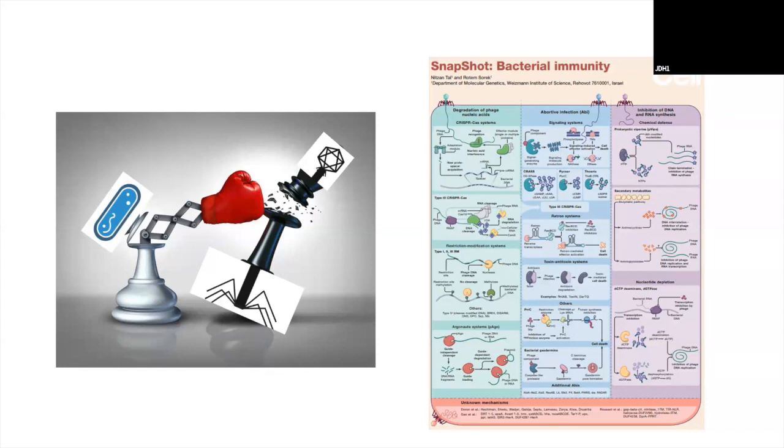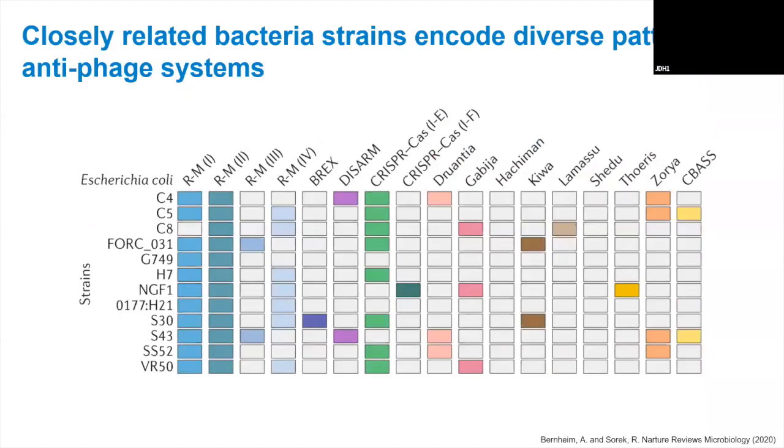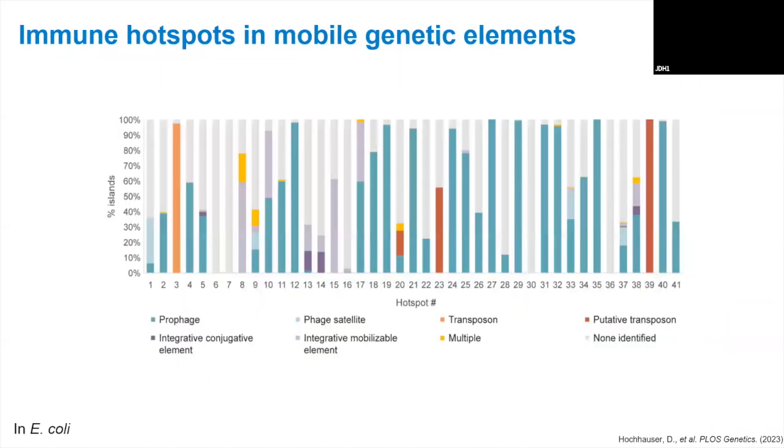However, the distribution of these antiphage systems in bacteria is not even. Even in some very closely related bacterial strains, the patterns of antiphage systems are quite diverse. So it means that these strains can easily gain or lose some antiphage systems. One explanation is that antiphage systems are encoded by mobile genetic elements, so they can move.